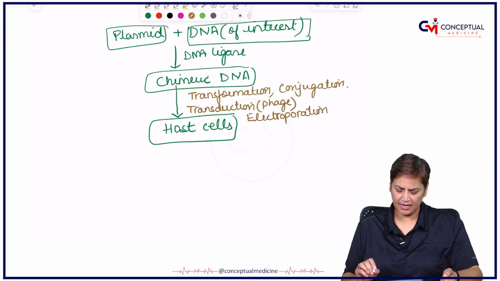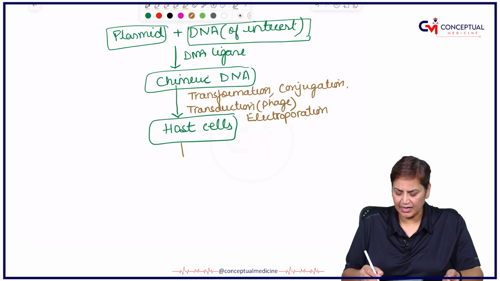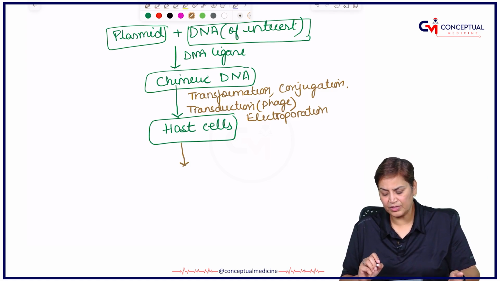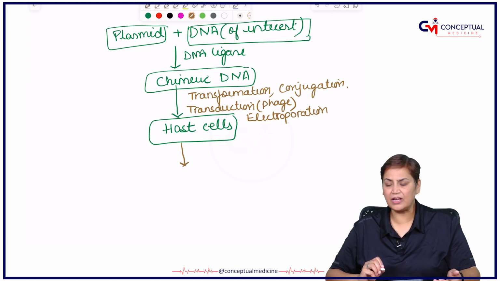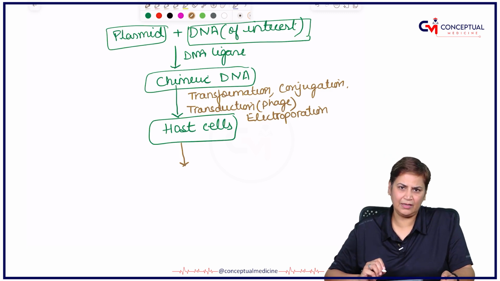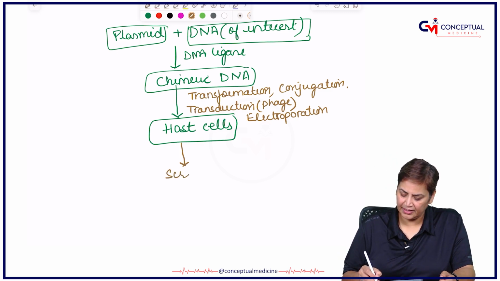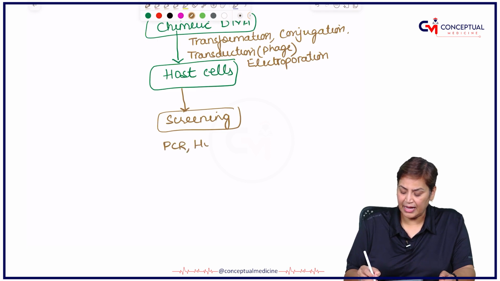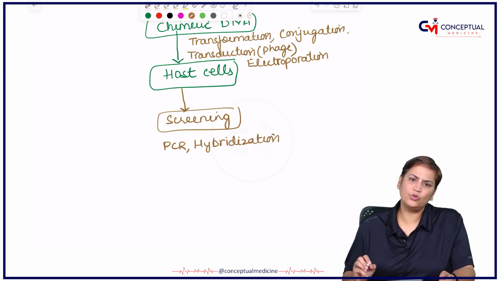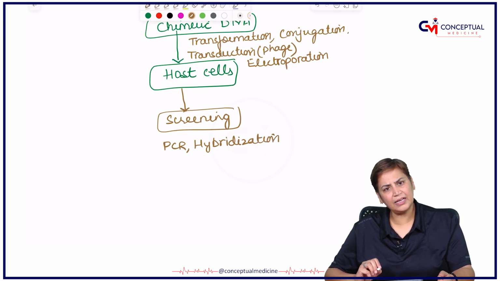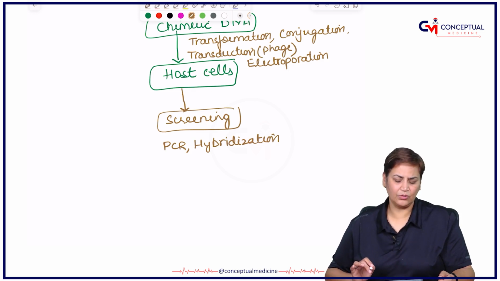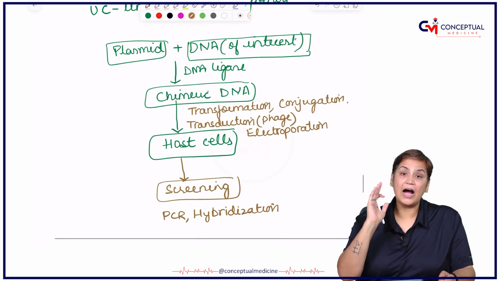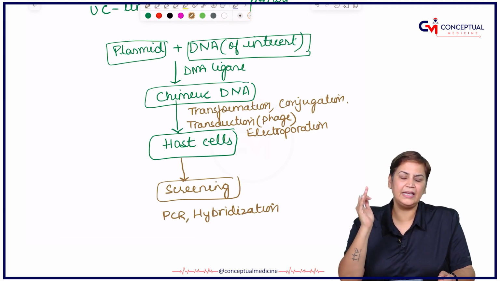Different processes are done. Then in the host cells they are allowed to multiply, whether it is transformation, conjugation, or transduction. Different processes will take place, and then we have to do the screening. This screening is done by different microbiological tests. It can be done by PCR, by hybridization, or by blotting techniques. That is a different process. So this is the outline of recombinant DNA technology.